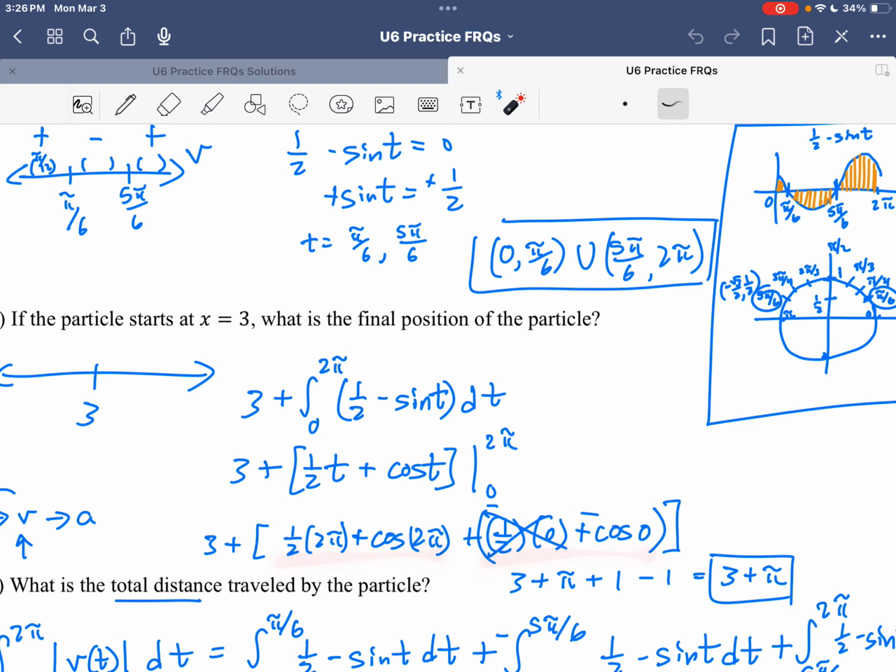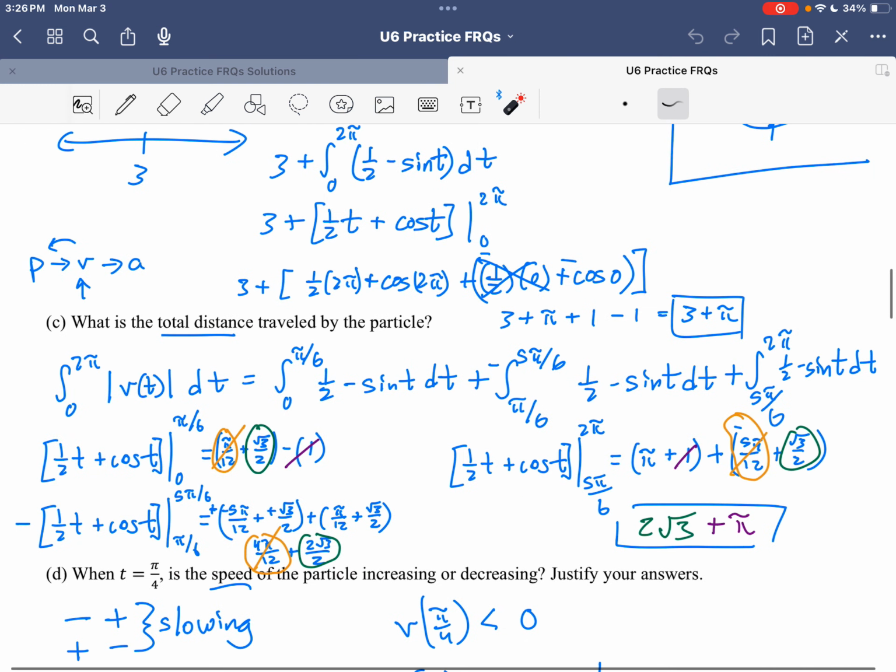After all this work, all these things cancel out and what have you, I get this as my answer. So this is my final position, and I'm going to leave it just like that. Okay, next one, total distance. Now this is kind of the same.